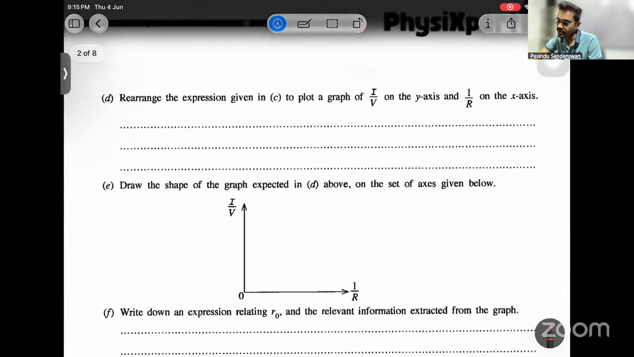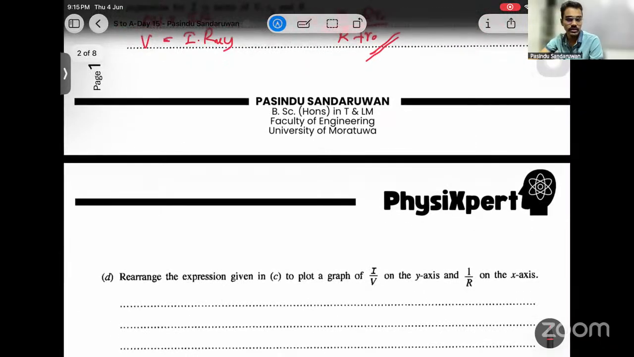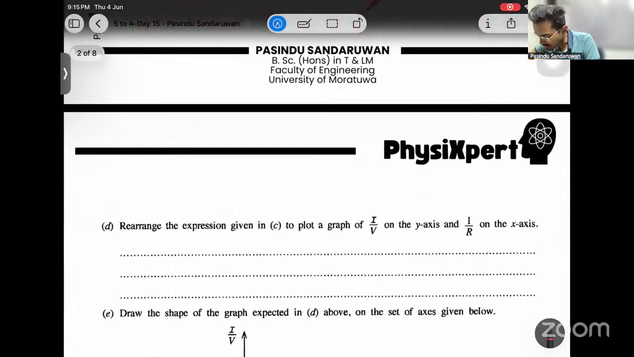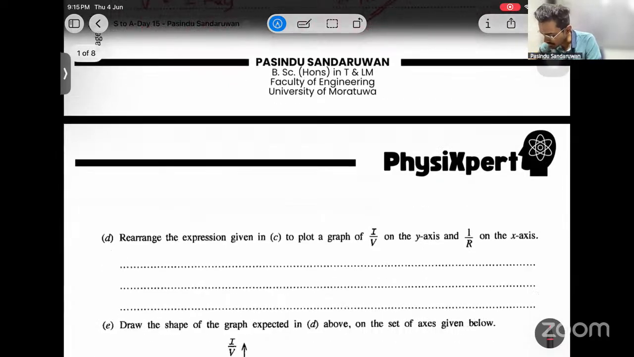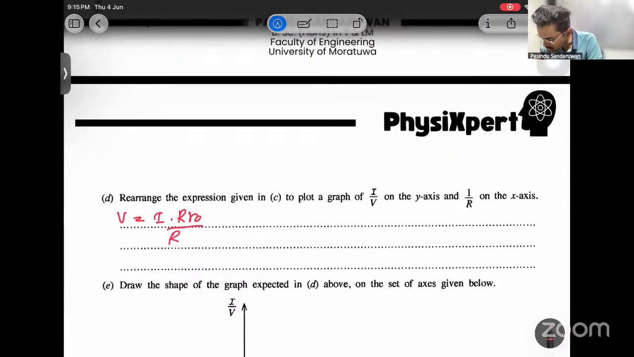D. Rearrange the expression given in C to plot a graph of I over V on the y-axis and 1 over R on the x-axis. Then make I over V the subject from this equation. V equals I times R naught over R plus R naught. Subject I over V: cross multiply V to the other side, and it becomes R plus R naught over R naught.